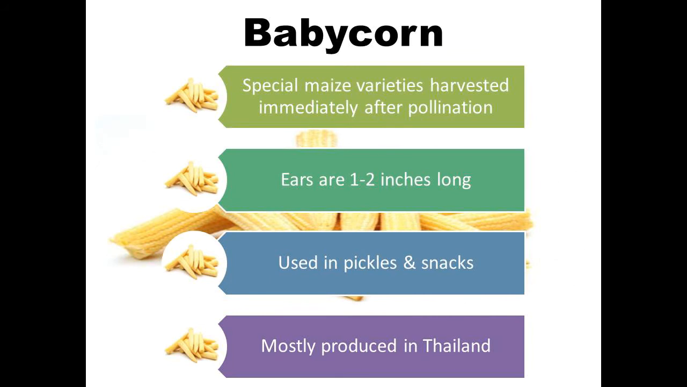Baby corn is another type of specialty corn. It is harvested immediately after pollination, when the ear size is about 1 to 2 inches long, meaning very small cobs are harvested. It is used for making pickles and different types of snacks, and it is mostly grown in Thailand.